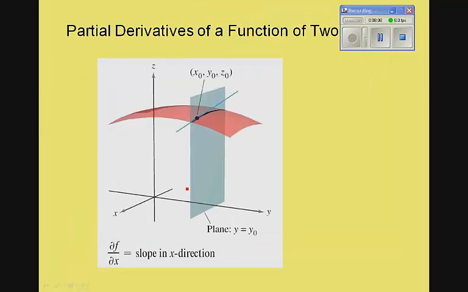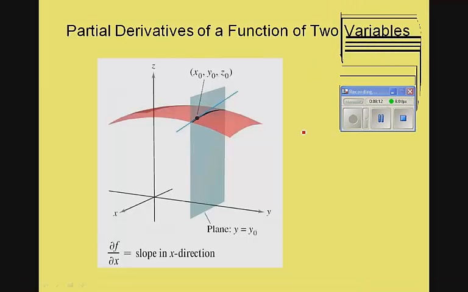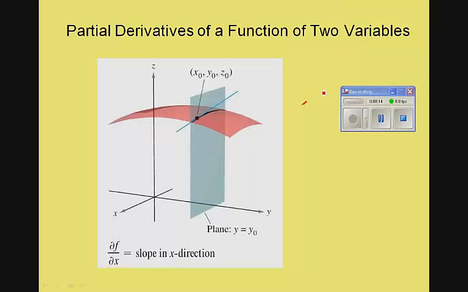Okay. Here's your picture. So we have a function of 2 variables. And, you know, it's a surface. This red thing is the picture. That's the surface. So this is a graph of z is a function of x and y. Right? So it could be a paraboloid, for instance. And, you know, here is a point, x naught, y naught, z naught.